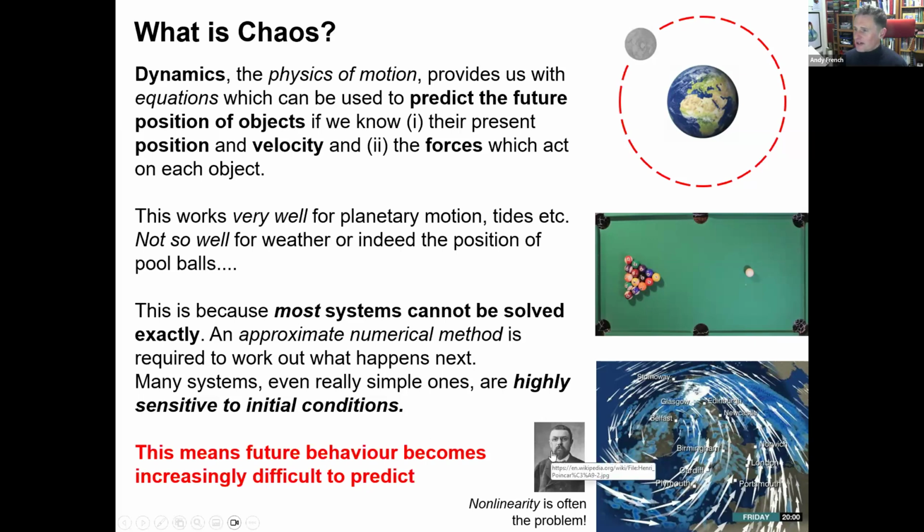This gentleman here is Henri Poincaré, one of my favorites. Non-linearity in our equations, things that are not proportional to x or time, is often the source of all this complexity. So let's look at a little example. There's a whole bunch of characters in this story.